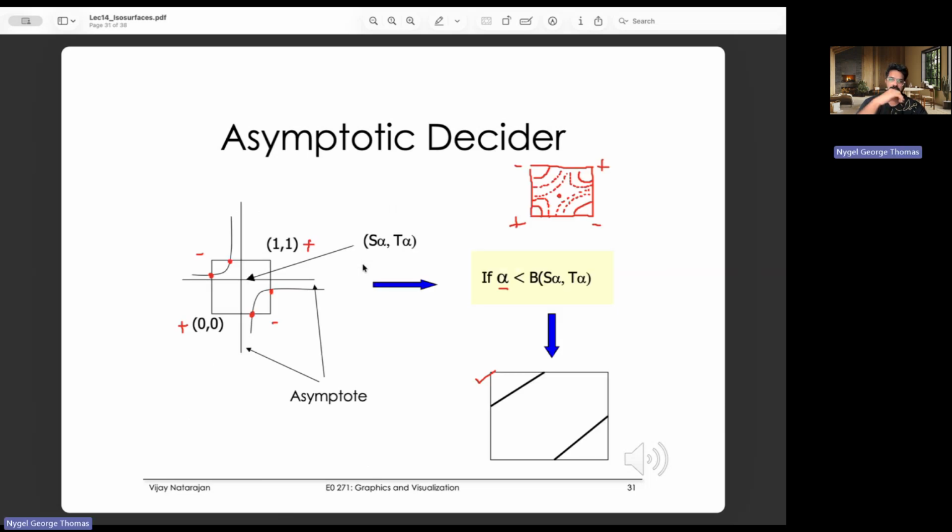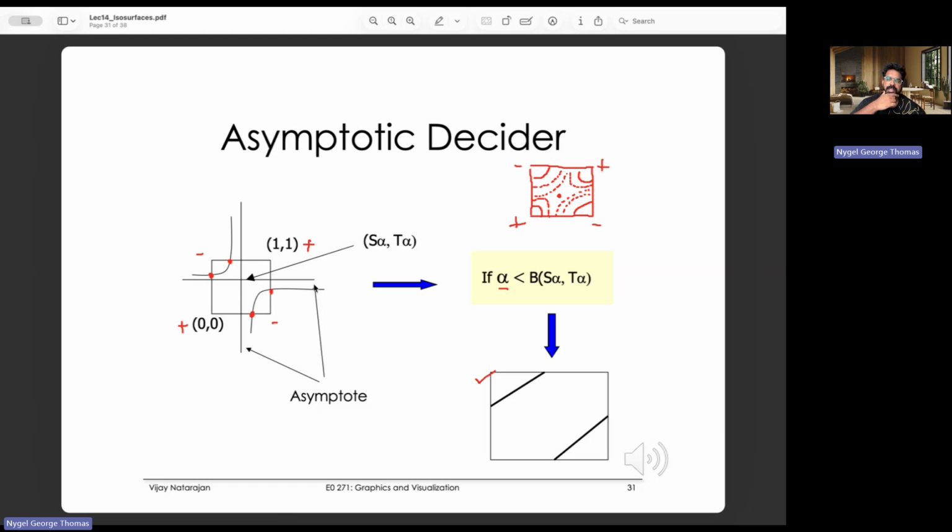So how do we use the asymptotic decider? Suppose we have the iso value alpha, then we have the hyperbolas like this. So this is a plus and a minus, and this is minus. These are diametrically opposite signed faces, and we have asymptotes, which are actually the axis lines, and they meet at a particular point.